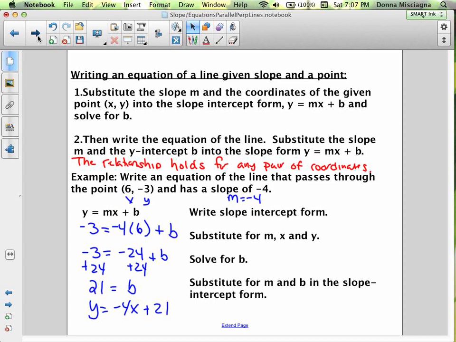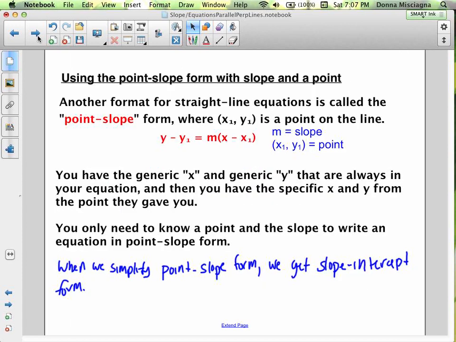In point slope form, we leave the variables in. They're the ones without the subscripts. So x and y without a subscript, those are variables. x1 and y1, that's a point, and it can be any point on the line. And then m is the slope. When we substitute for the x1 and y1 in the equation and the slope, we have the point slope form.